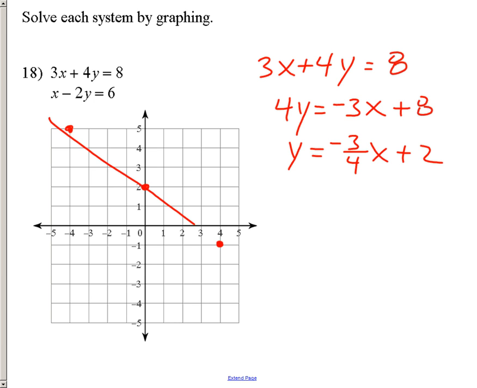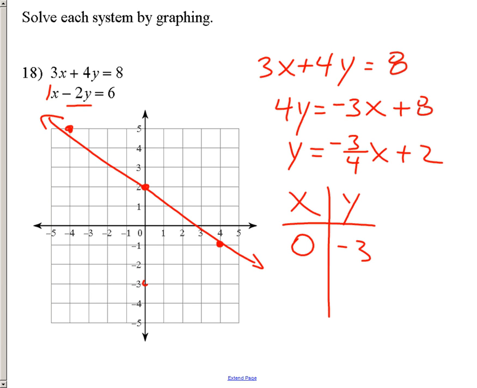So we have a line like this. Now let's take a look at the second one. I could have probably done this with the first, but the second one's so nice. 1 and 2 both divide into 6. How about if I just did a quick look at the intercepts? For instance, if x equals 0, negative 2y is 6, making y negative 3. If y is 0, then I just get x equals 6.